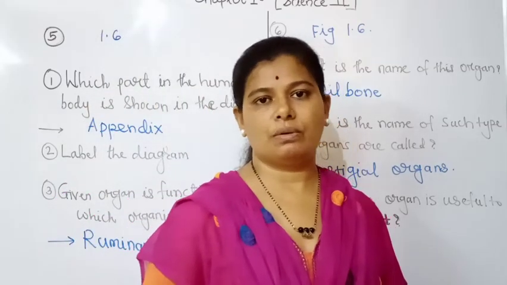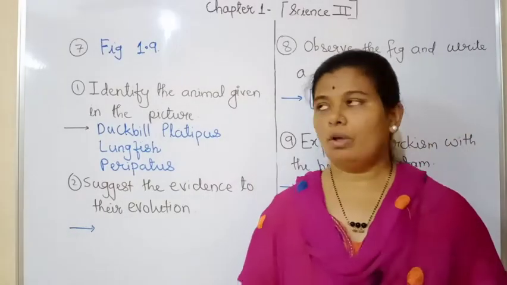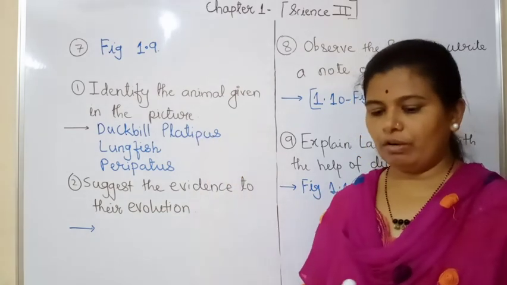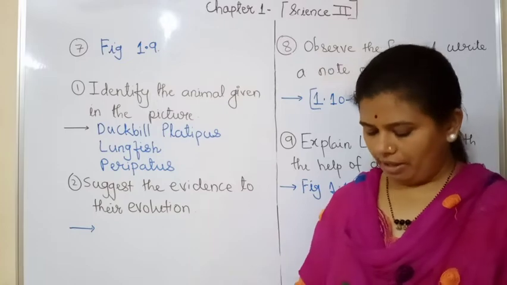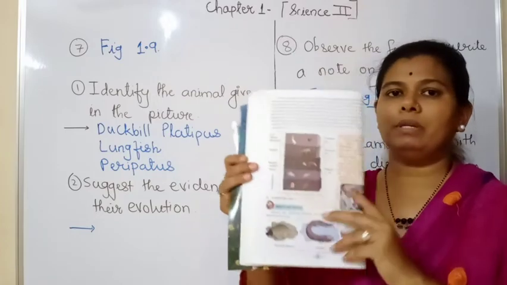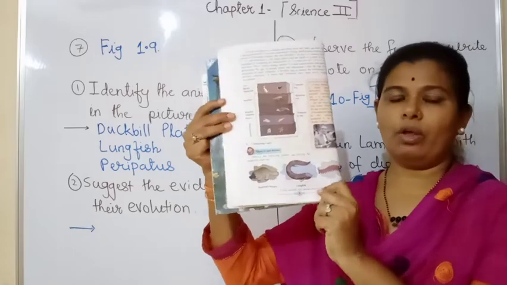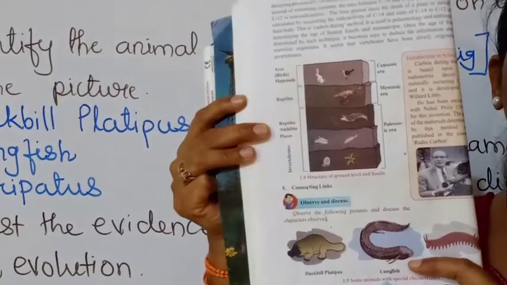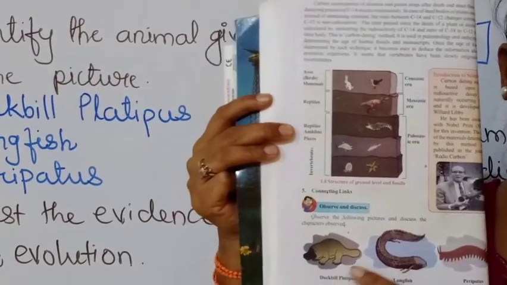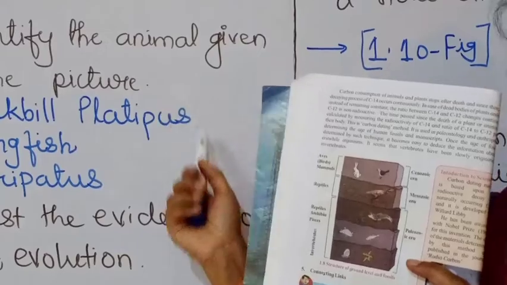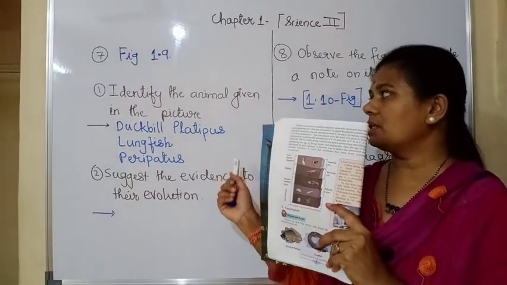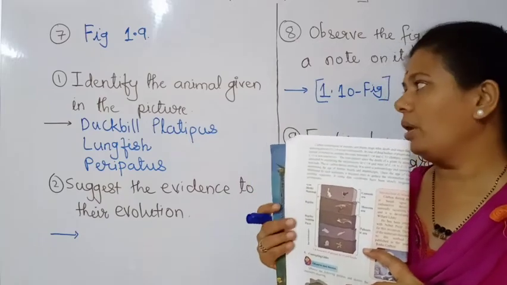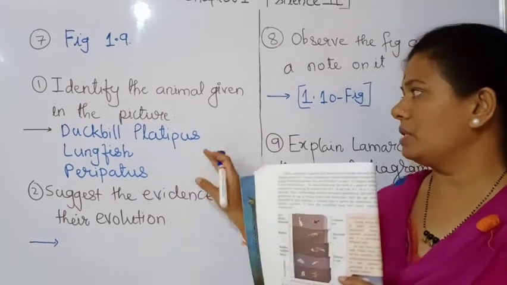Now we'll see the next question, question number 7. For this activity, you have to refer to figure 1.9 given in your textbook, which shows some animals with special characteristics. These 3 diagrams will be given in your question paper, and depending upon them, some questions will be asked. This can be asked for either 2 marks or 3 marks, depending on the examiner. So depending upon this diagram, we'll see some questions.